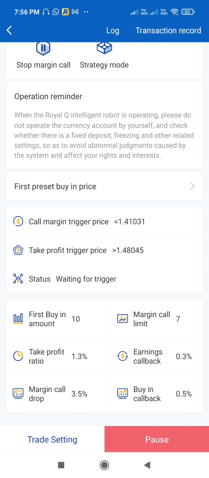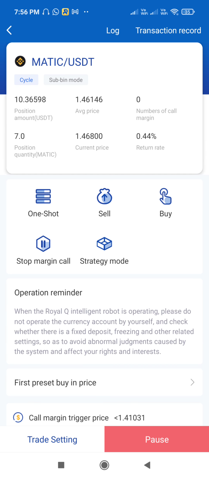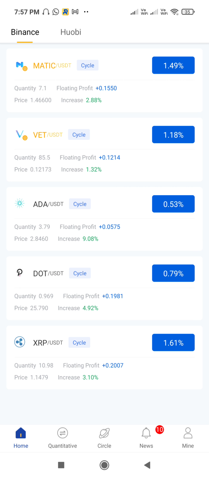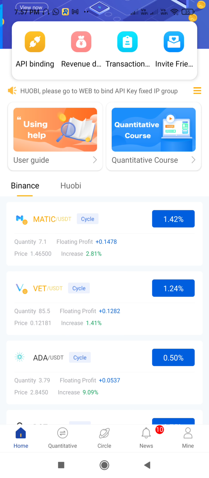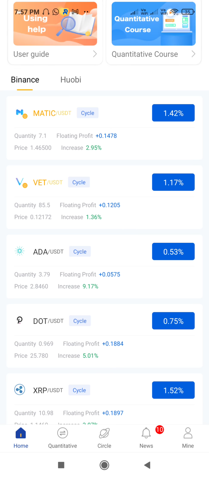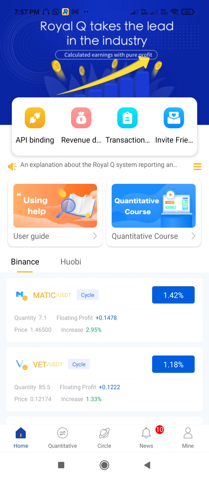So this is the basic 7 step strategy, and in my strategy I try to get 1% to 2% every day. In a simple way I have built my strategy so that we all can easily earn. Now very quickly I will wind up. See, this is my running trade, and all trades are in profit because I have made a very good strategy.